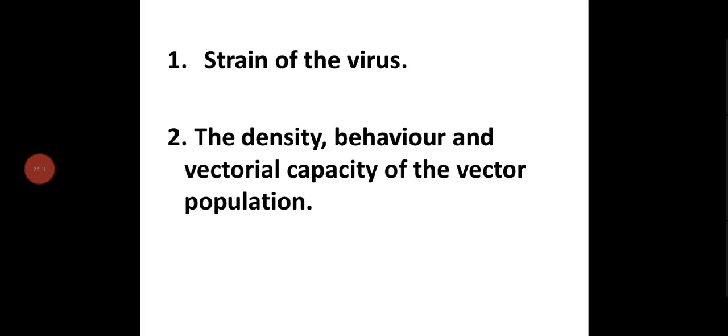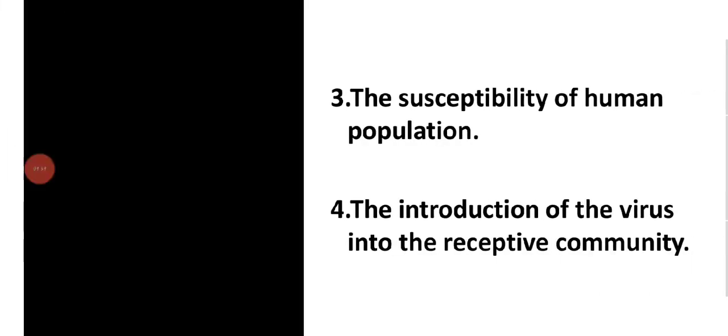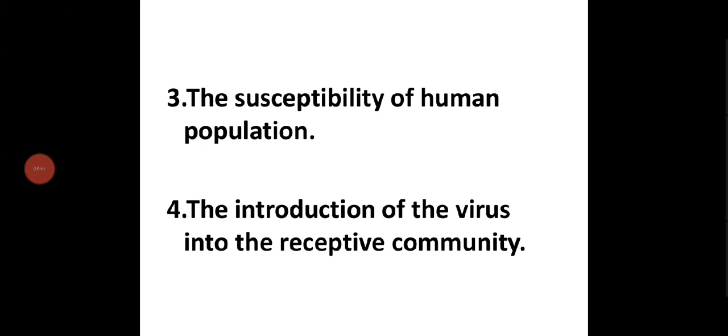Factors for epidemicity of dengue: the strain of the virus, which strain the mosquito is having or the person is infected with; the density, behavior, and vector capacity of the vector population. So the vector, whether it is able to carry the virus, whether it will feed or multiplication can occur or not, everything matters here. The susceptibility of the human population, the interaction of the virus with the receptive community.